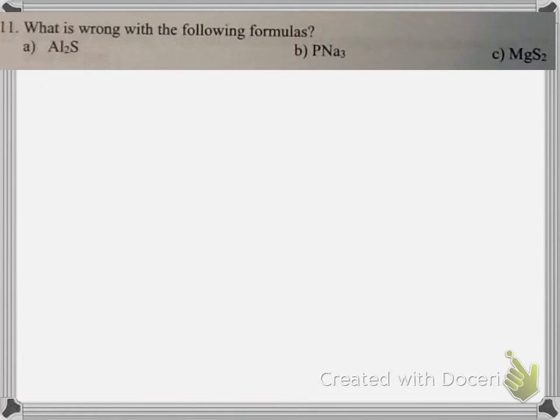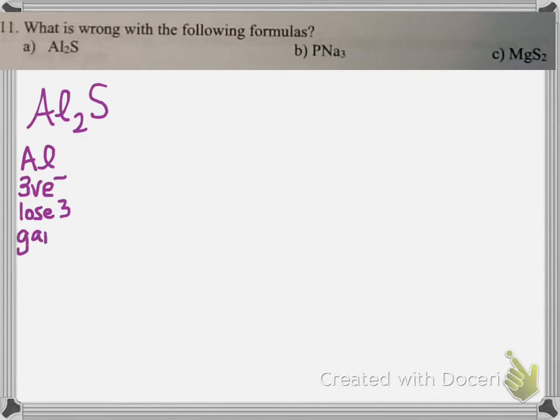Number 11, what is wrong with the following formulas? So when we look at Al2S, aluminum is in group 3A. It has 3 valence electrons, so it can lose 3 or gain 5. It's going to lose 3, so it's going to have a charge of plus 3.